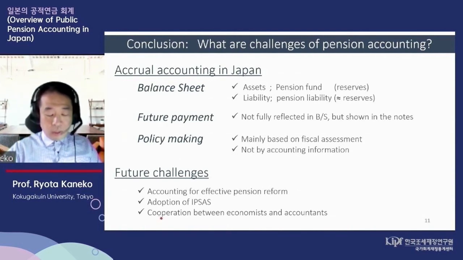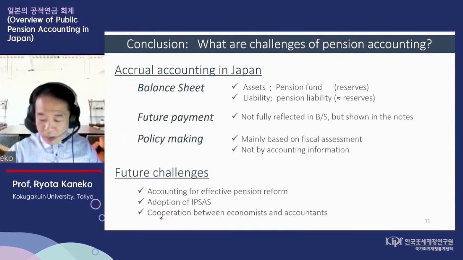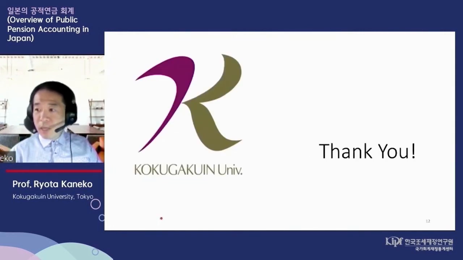And in the policy making area, usually the economists are more interested in these pension issues, and accountants play a very limited role in this area. So now it's really important to have cooperation between economists and accountants. So that's all, and thank you very much for listening.